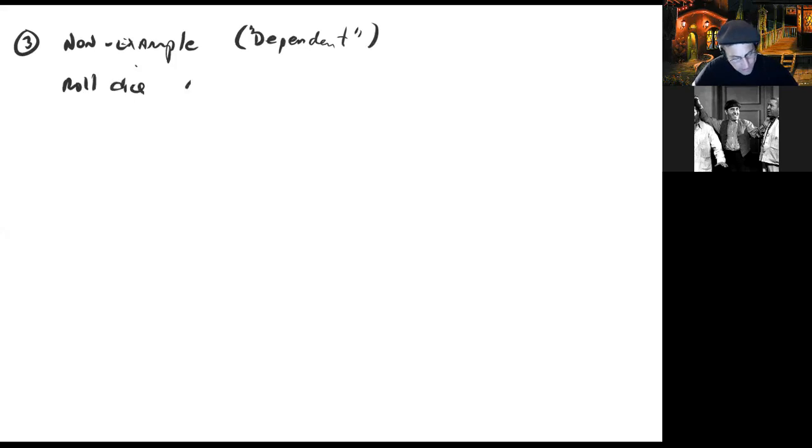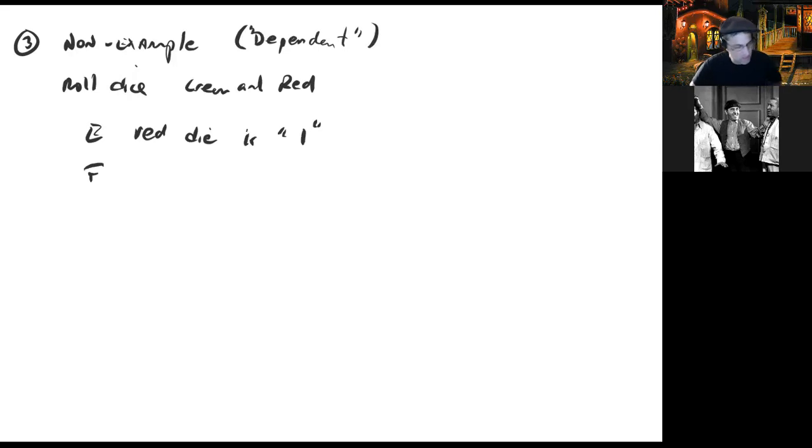Okay, so here's a non-example, number 3, of independence. So in other words, these are dependent events. Not independent means dependent. Okay, suppose we roll dice, green and red colored dice to distinguish the two, and E is the event the red die shows a 1 after the roll, and F is the event that the sum of the dice is 4.